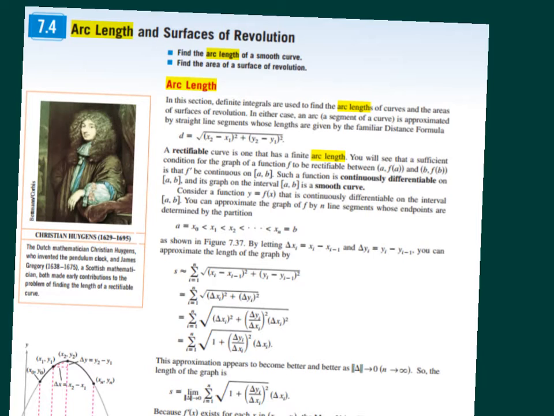Okay guys, the lesson target today: students will be able to find the arc length of a smooth curve, and find the area of the surface of revolution. In the previous semester we looked for volume a lot, but this time we're going to find the area of the surface as well. Before looking for the surface, we have to know the formula for arc length.